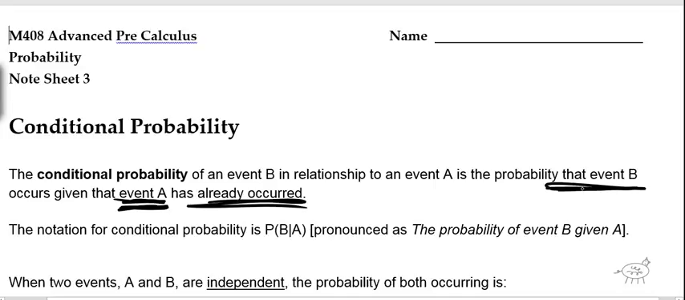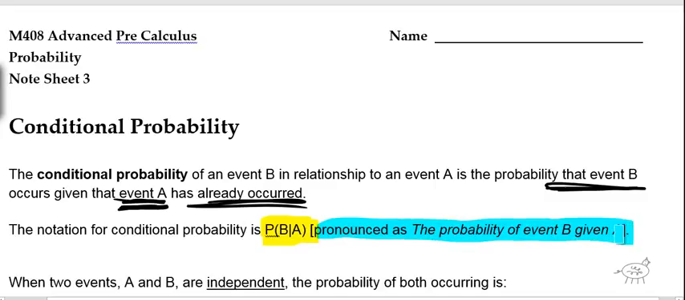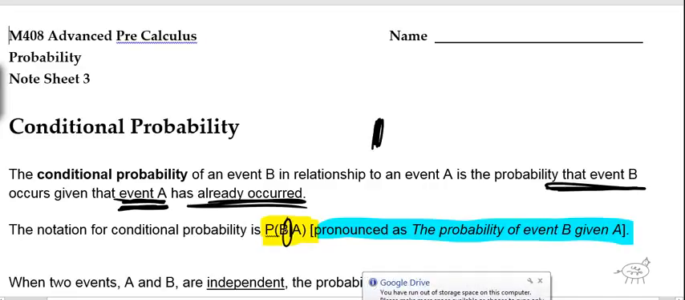So that notation is this. It's the probability of B, and that's a vertical line, A. We say that is pronounced the probability of event B given A. That little line means given.